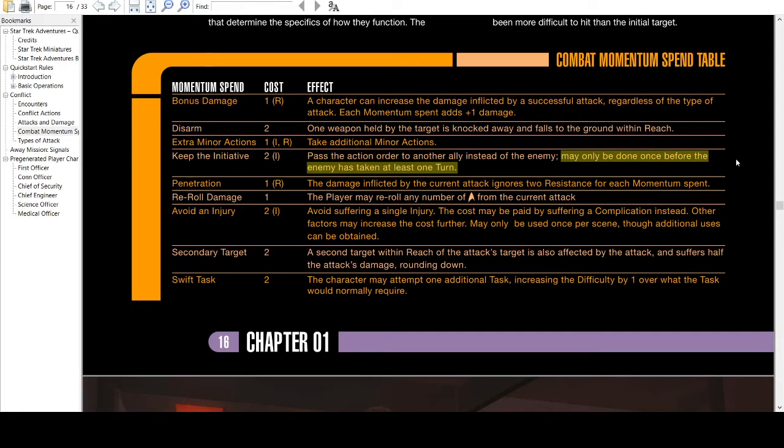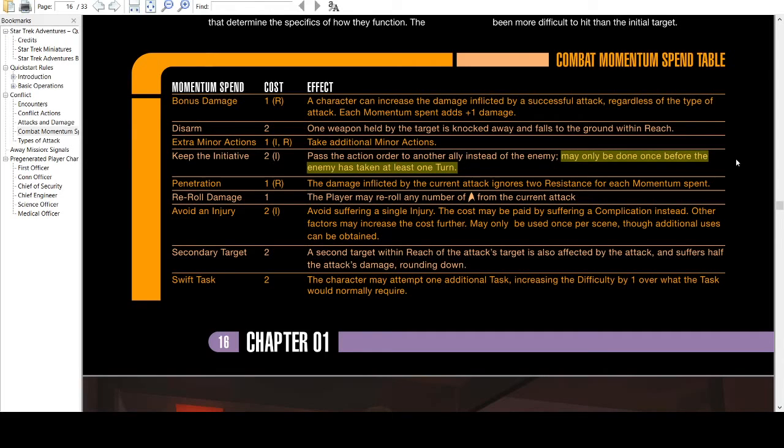Alright, avoid an injury. So this is 2 momentum as an immediate. Avoid suffering a single injury. The cost may be paid by suffering a complication instead, which is interesting, because I think this is a little bit different from how momentum works. The counter currency of momentum is actually threats.